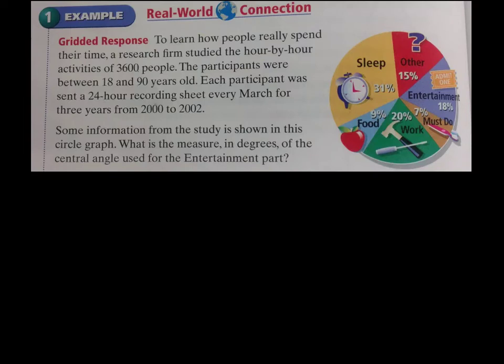Okay, now let's look at example 1. Example 1 shows the results of an hour-by-hour survey that a research firm did that studied 3,600 people. To me, that is a massive survey. So the bigger the survey, the more accurate the data is going to be. And the participants were anywhere from 18 to 90 years old, so basically adults. And each participant was sent a 24-hour recording sheet to explain what they did for every day of the month of March for 3 straight years. So I think this is a pretty extensive survey, and the numbers here are going to be pretty accurate.